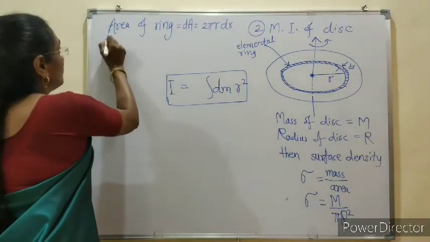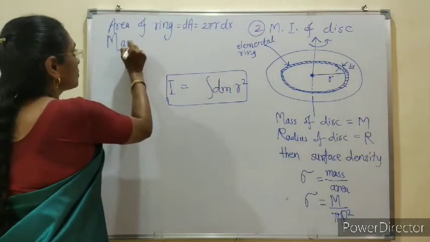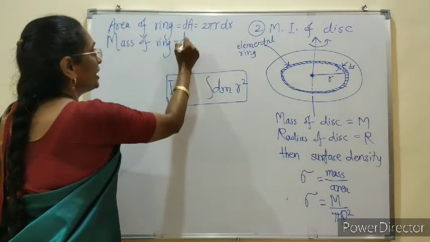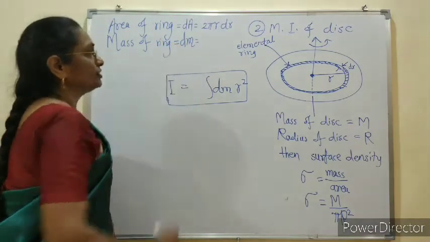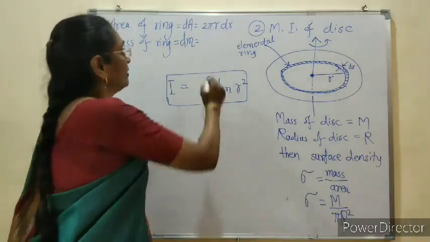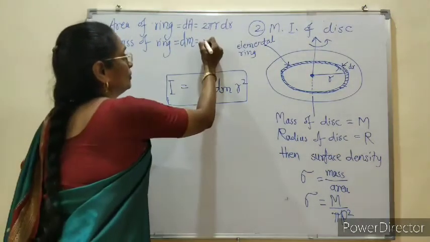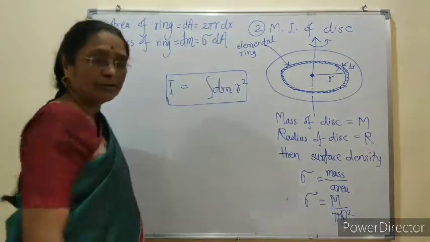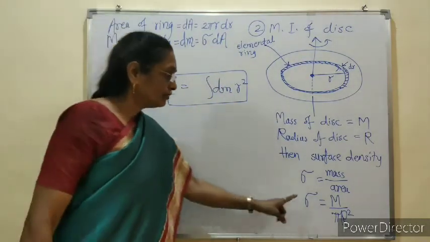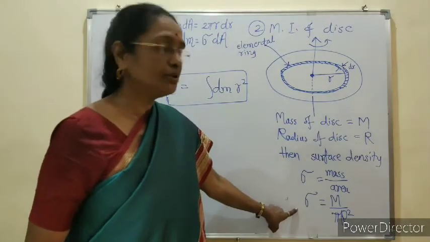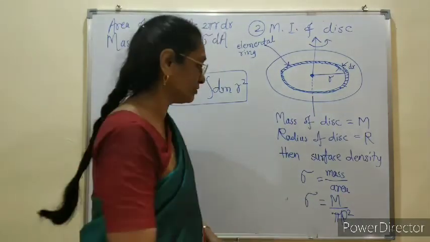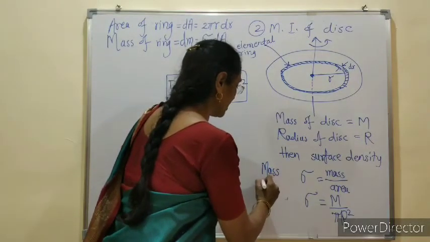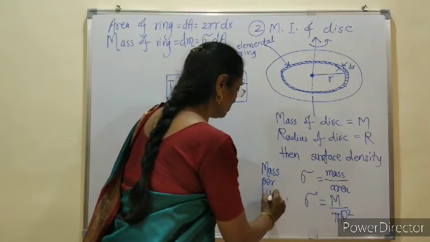Now we write mass of elemental ring. It is dm. dm is equal to sigma into dA, because we have surface density, means mass per unit area. Surface density means mass upon area or mass per unit area.